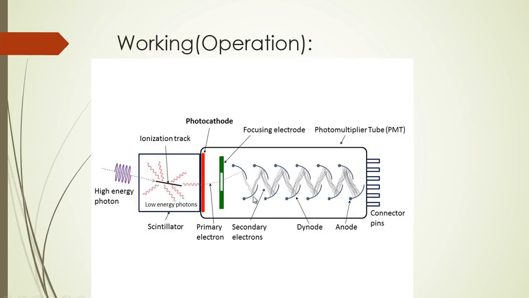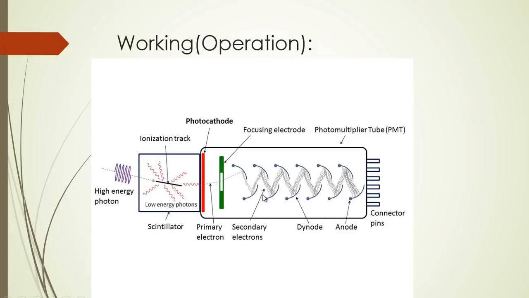Now there are several of these electrodes which are relatively at higher potential from the previous one. So let's say this one would be at 100 volts compared to the photocathode, then this would be at 200 volts, then 300, 400, so that they are relatively at a potential difference of 100 volts with each other.